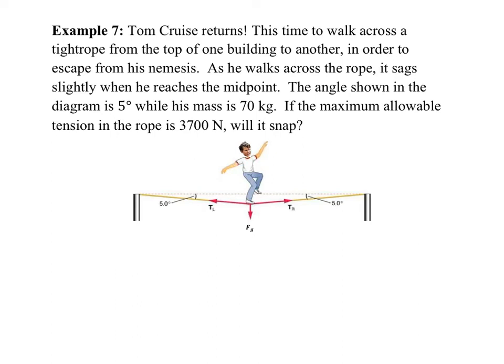So again, the maximum allowable tension. What does that mean? Give me a little synopsis of what we're going to be figuring out. It's based on what they're giving us. If the maximum allowable tension is 3,700, what are we trying to figure out? We're trying to figure out exactly how much mass the rope contains.